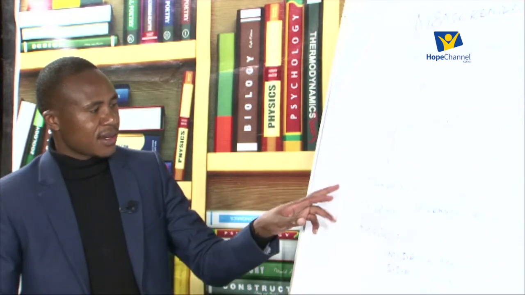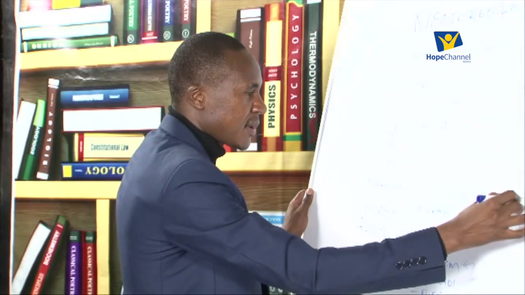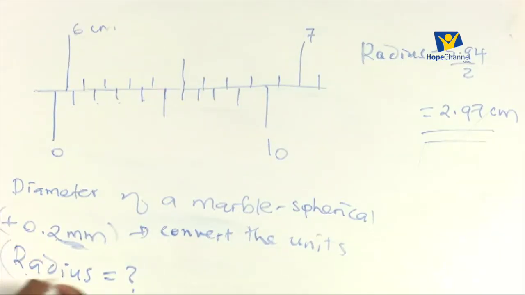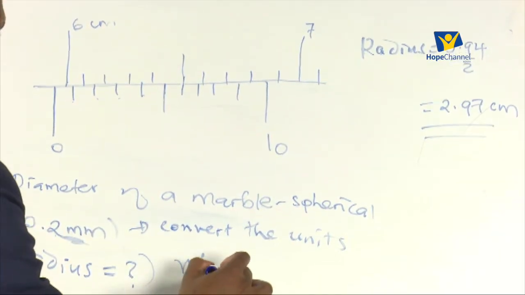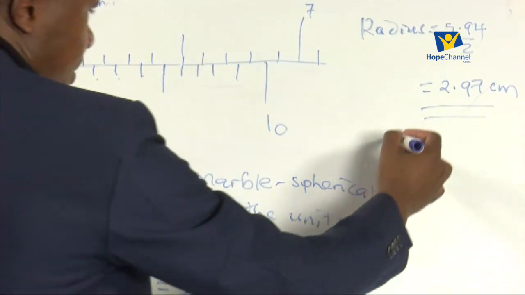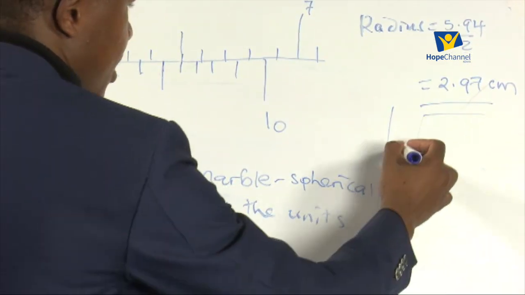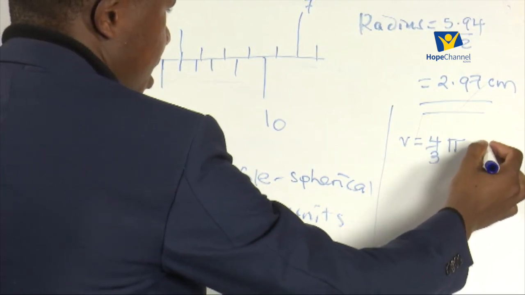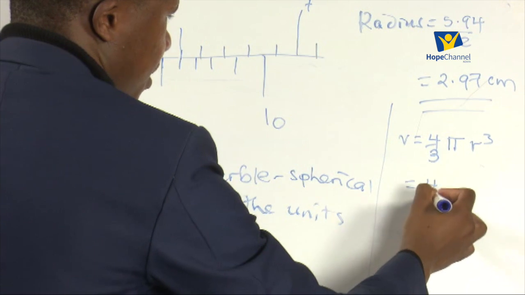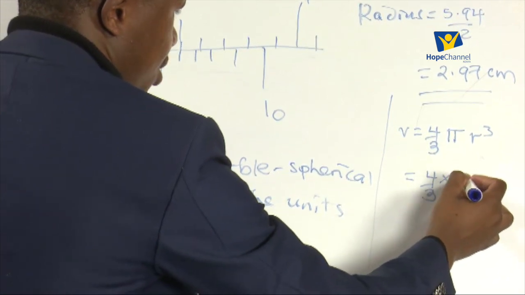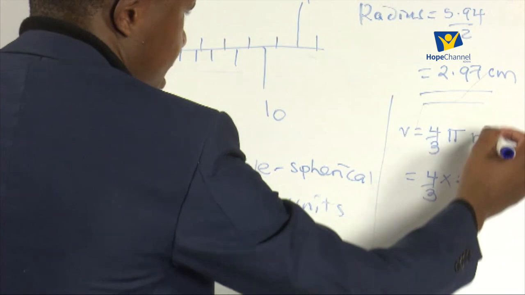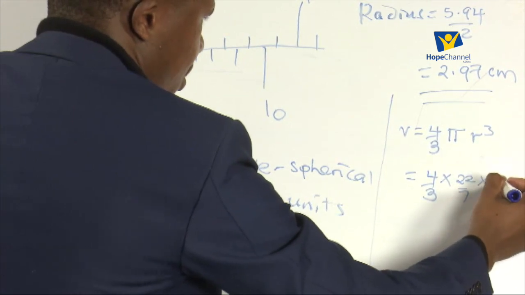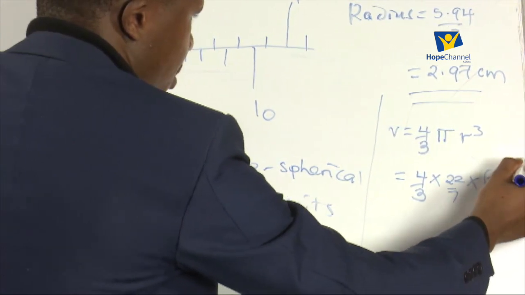At times, again, you can be required to obtain, this is a marble. A marble is spherical. A question can come that now, instead of you finding the radius, you get the volume of that marble. Now, for us to get the volume of a marble, the marble is spherical. The volume will be equal to 4/3 times pi times the cube of the radius. So we shall be having 4/3, then pi is 22 out of 7. We have obtained the radius is 2.97. So we have 2.97, we cube that.